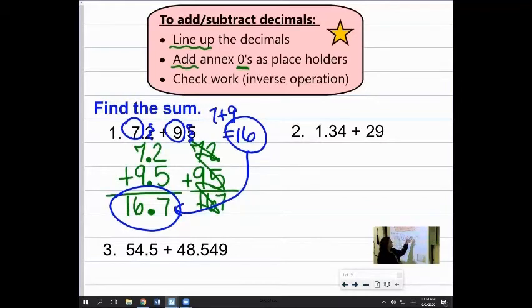Okay, let's look at the next one. All right, I have 1 and 34 hundredths, or think about it like $1.34, and then I have 29. Well, where's that decimal at? Well, it's not 29 cents, it's $29.